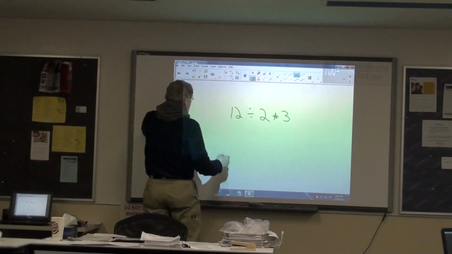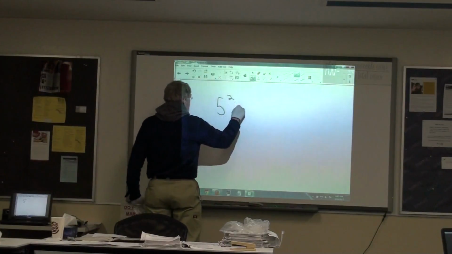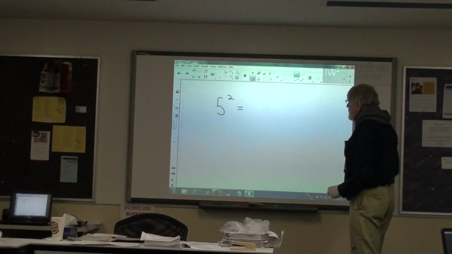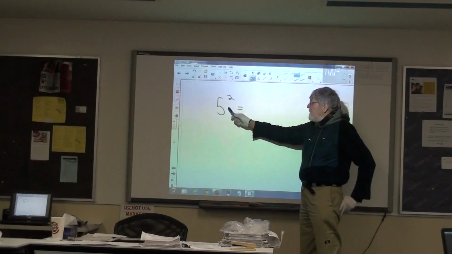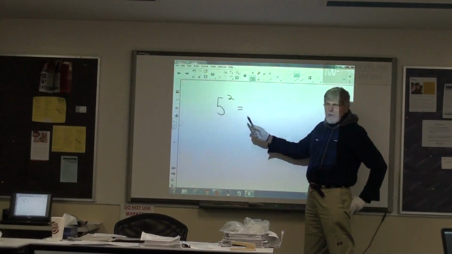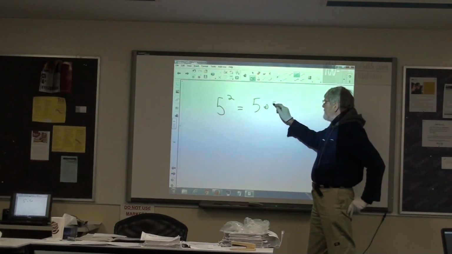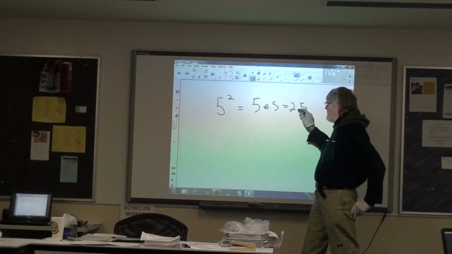Now, when I write this down on the board, what is it that I'm writing? 5 squared. Now this exponent applies to what is immediately to the left of it. What is immediately to the left of it is a 5. So this is a 5 times a 5, which is equal to 25.